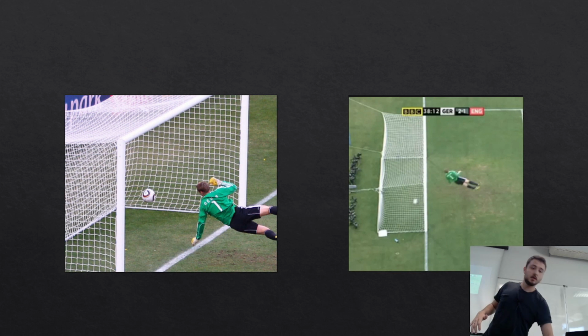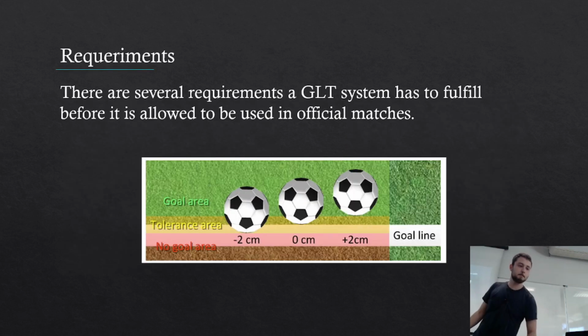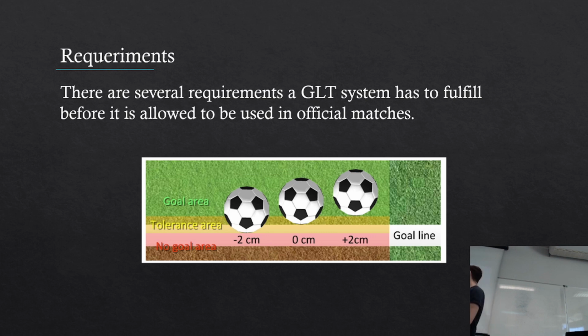But you can clearly see in these two pictures that the goal was legal and the assistant referee was very wrong. Okay? After that, FIFA decided to really adopt GLT systems. But there has to be some accuracy, and for this, just a few requirements. Okay?